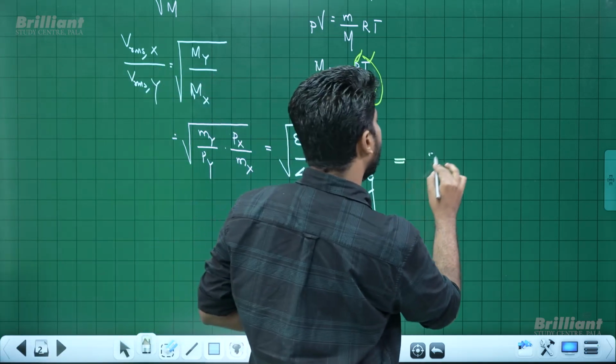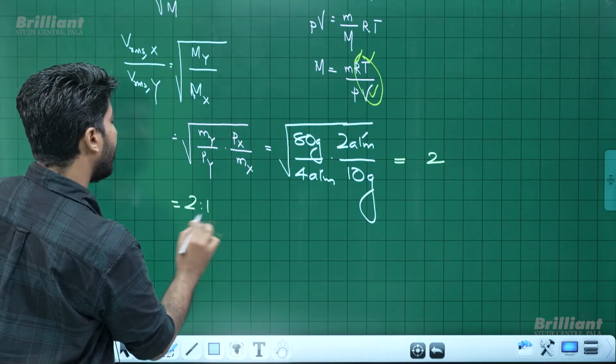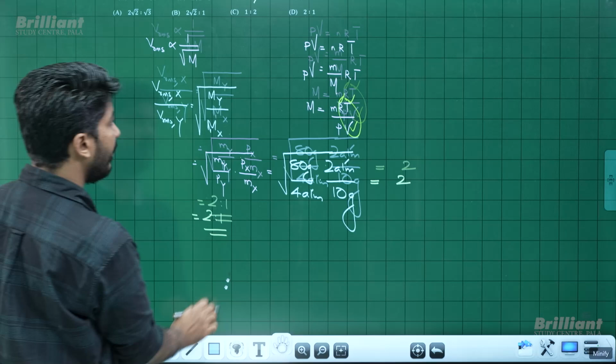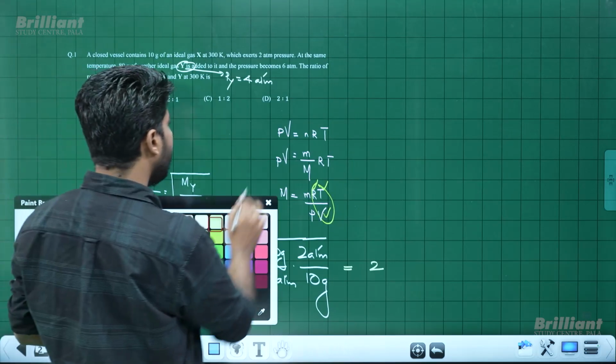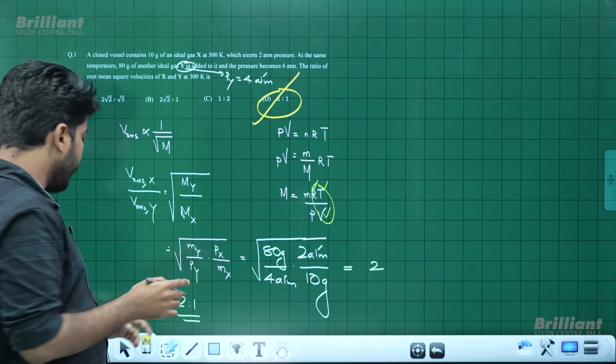And on solving, you will find this is root 4, which is 2, and the ratio will be just 2:1, right? 2:1 will be the final answer. So it is option D. So it was a simple one. Now let's move on to the next one.